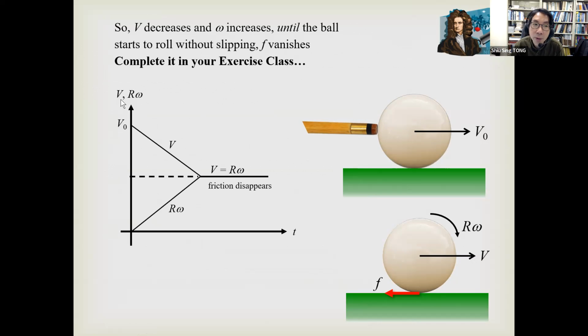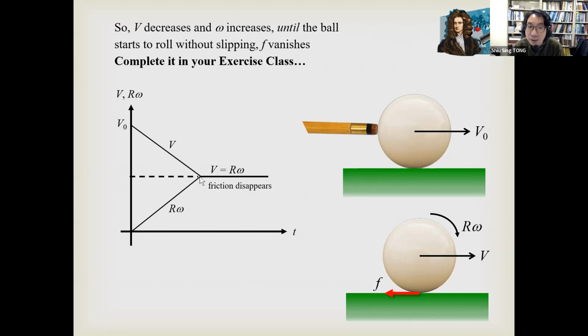Now, the velocity decreases, but the omega increases. So let's plot a graph of V or R omega versus t. This graph shows the variation of V and R omega. Initially, the linear velocity is V naught, but it's decreasing. So at any time, V is given by this curve. This is actually a straight line because we assume the frictional force to be constant. So the acceleration is also constant. That means it's a linear decrease. How about omega? Omega increases. But in order to put them in the same figure, I have to make them the same dimension, so I multiply by R. The quantity R omega is also increasing linearly until eventually they meet at a certain point.